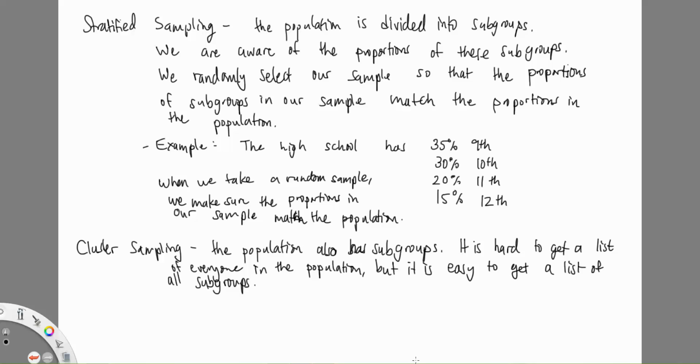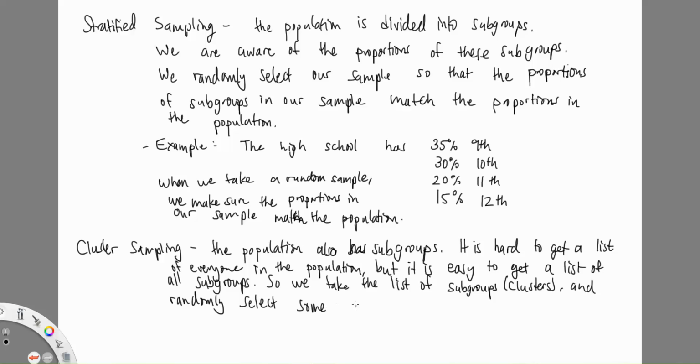So we take the list of subgroups, or clusters, and randomly select some clusters. Then we do sampling within the selected clusters.